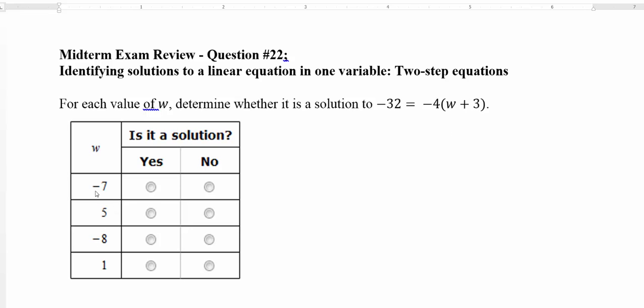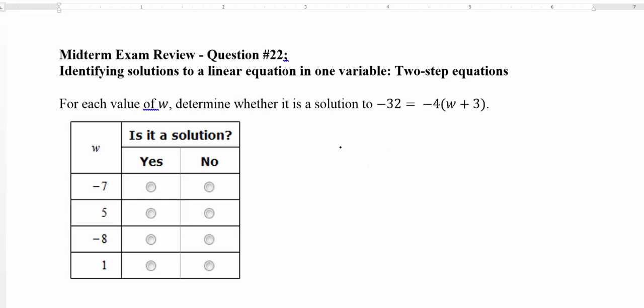So we could go in and plug in negative 7, negative 5, negative 8, and 1, one at a time, into this variable w to see whether or not it works and whether or not it's true. Another way to do this is to just go ahead and solve this equation.